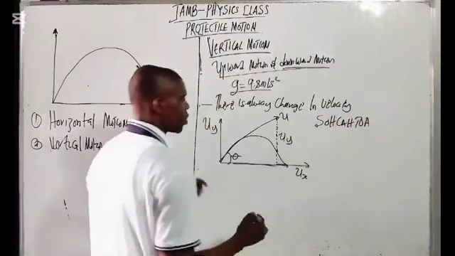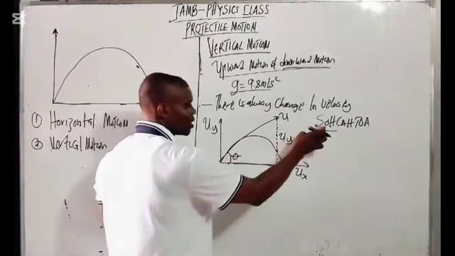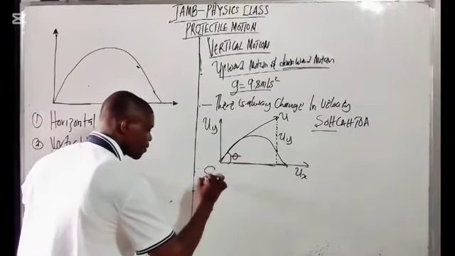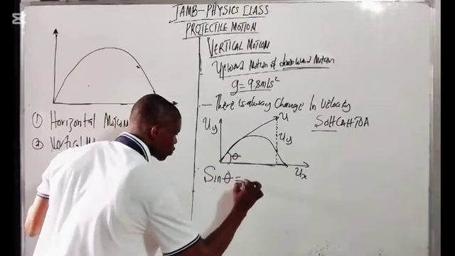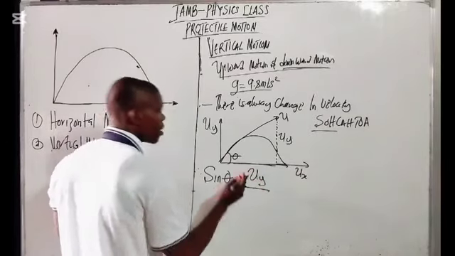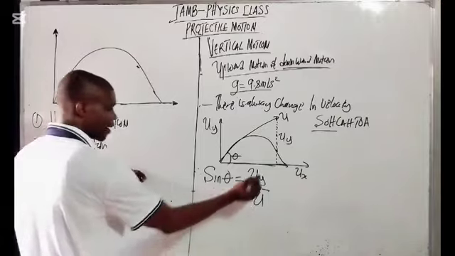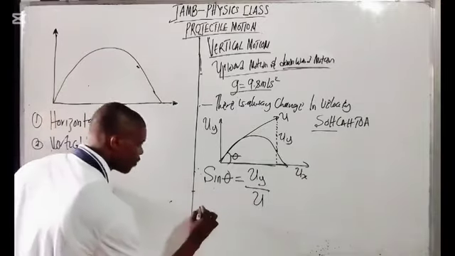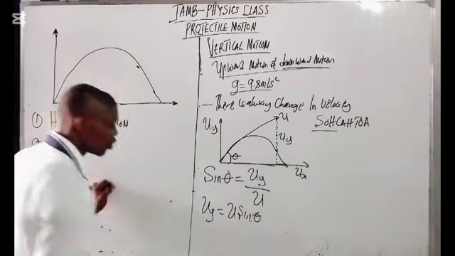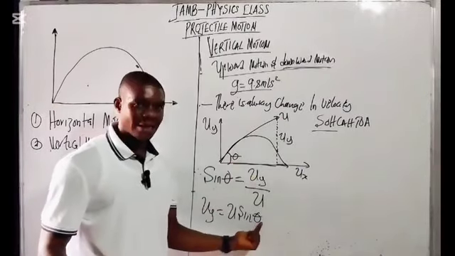you have to use sine. This side that is opposite to this angle here is called the opposite, right? This one is the hypotenuse. So it's going to be sine theta. Sine theta is equal to my opposite, which is u_y, over my hypotenuse, which is u. Making u_y the subject of the formula, we have u_y equals u sine theta. So the vertical initial velocity is u sine theta.